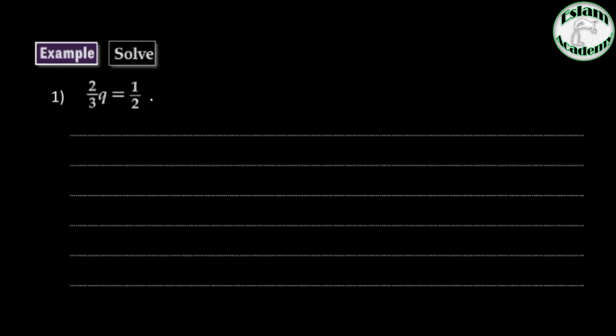2 over 3 Q equals 1 over 2. In this problem we have 2 over 3 multiplied by Q. Then to solve we use the inverse operation, which is division. But we can solve it the easiest way, which is multiplying by the reciprocal of the number.